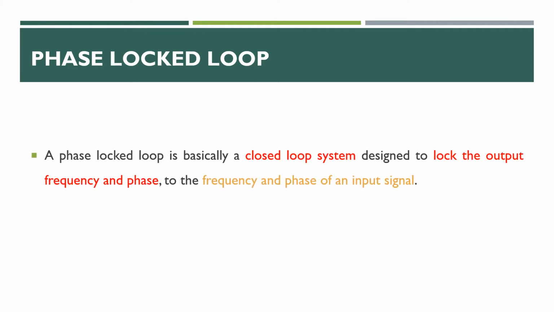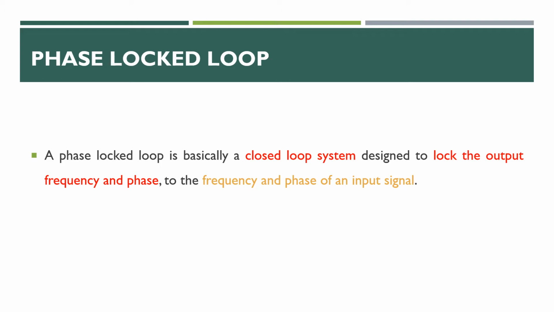Now, what is this phase locked loop? A phase locked loop, normally we call it as PLL, is basically a closed loop system designed to lock the output frequency and phase to the frequency and phase of an input signal. So we have an input signal and an output signal, and the phase and the frequency of these two signals should be the same. A PLL is used for this particular purpose.